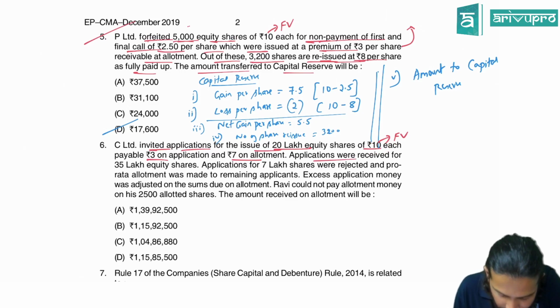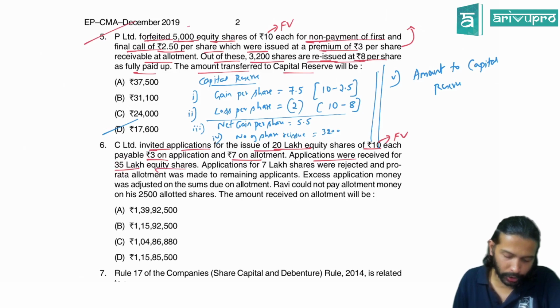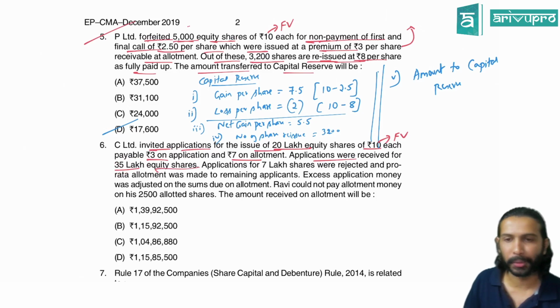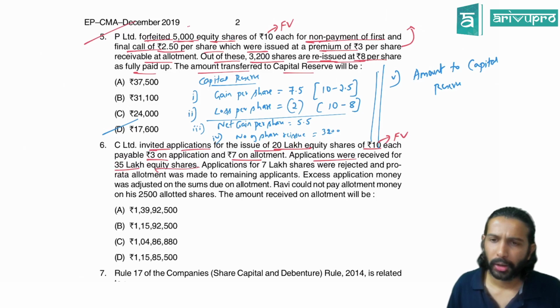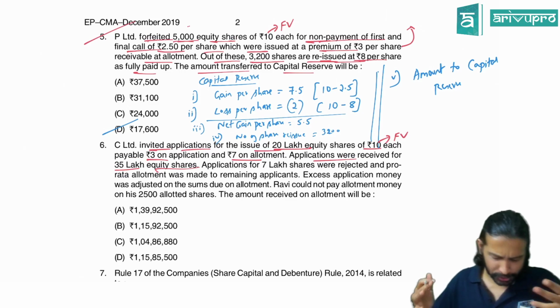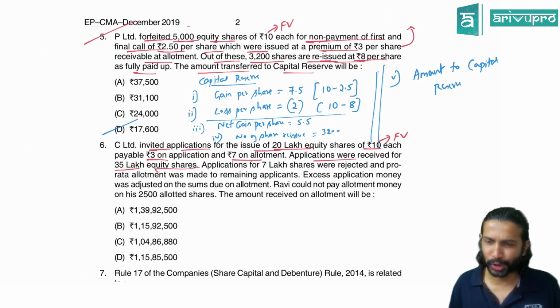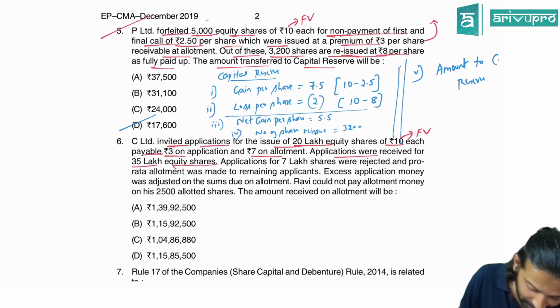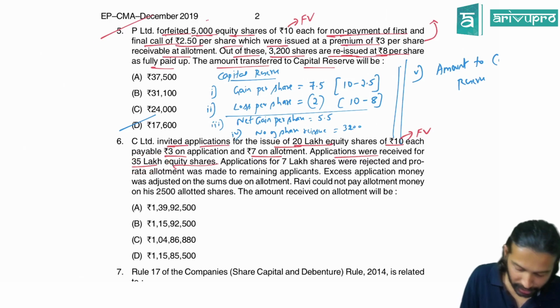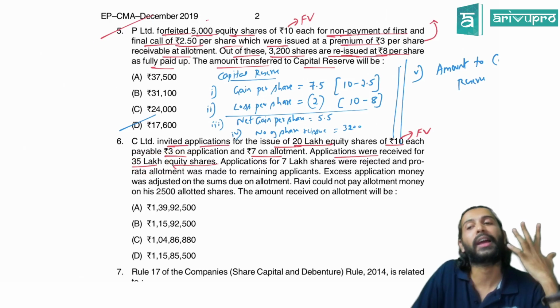Applications were received for 35 lakh equity shares. Such a favorite company this is. See, the company wanted to issue only 20 lakh. But people are so enthusiastic, like a Rajnikant movie, first day, first show, this has become. 20 lakh they wanted to give, but applications were received for 35 lakh equity shares.